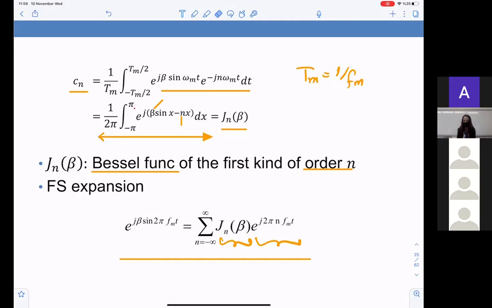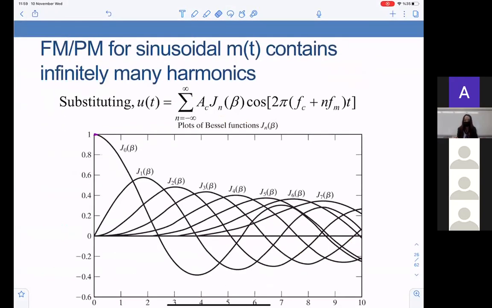Okay, so because of this expression, we recognize that somewhat surprisingly, perhaps, our modulated waveform contains infinitely many harmonics. In other words, its spectrum is not band limited. So it has infinitely many harmonics in it. But what are the relative values? What are the relative strengths of these harmonics?